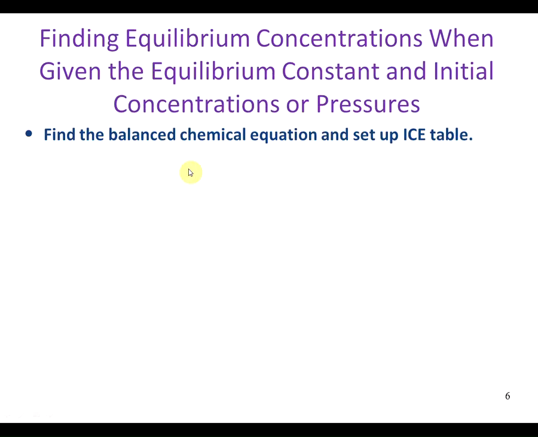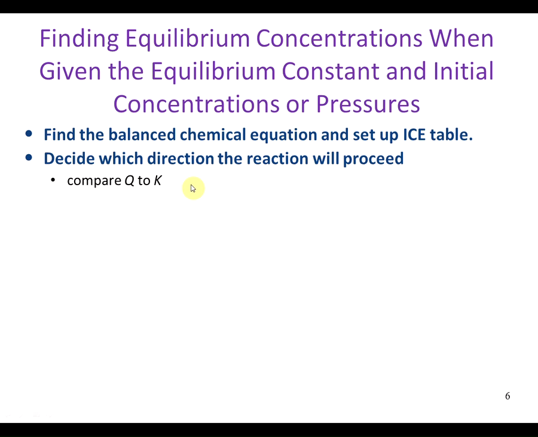When we're finding the equilibrium concentrations given the equilibrium constant and initial concentrations or pressures, the first thing we need to do is find that balanced chemical equation and set up the ICE table. Once we do that, we need to decide which direction the reaction will proceed by comparing the Q to the K. Now I sometimes skip this step because you'll see in a problem later on that the algebra will correct itself, but some people still prefer to do the Q and K comparison.